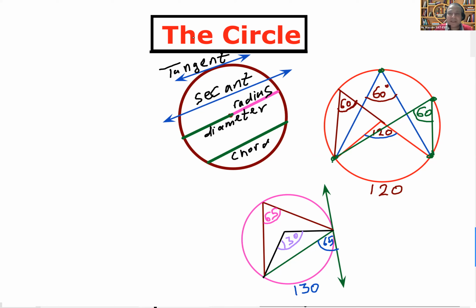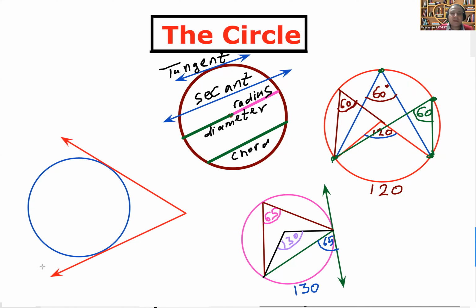A theorem says that the two tangents drawn from a point outside a circle are always equal in length. The theorem says they must be equal in length. They must. Let's see why. Let's make a proof.